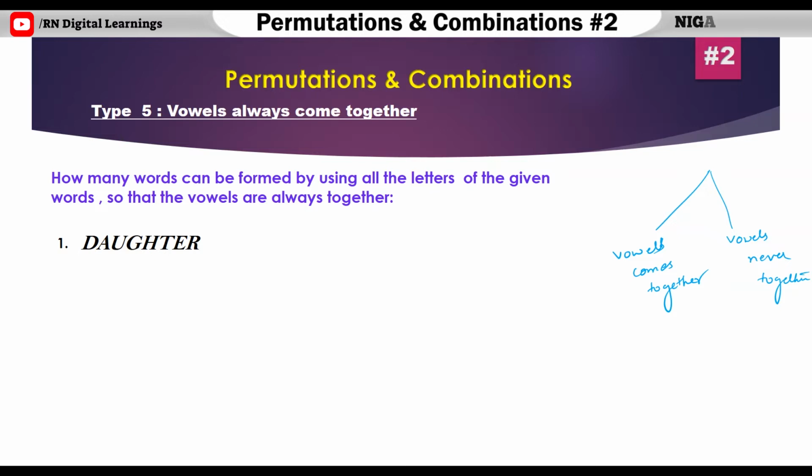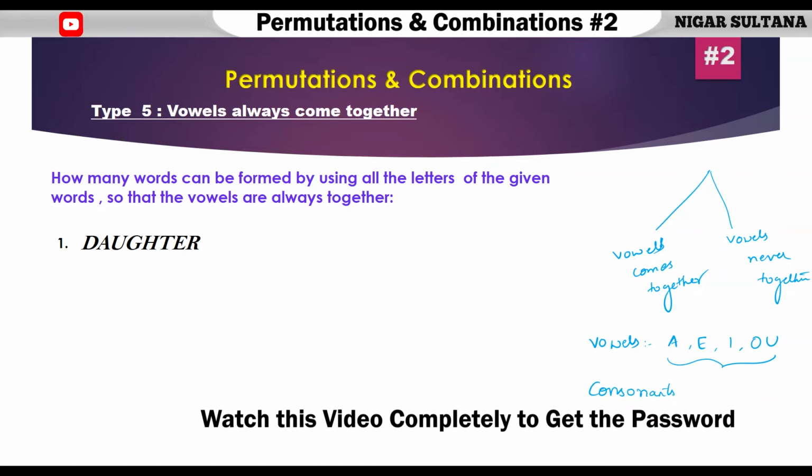So first let's understand what these vowels are. Vowels are nothing but some letters: A, E, I, O, U. So these are the 5 letters which are termed vowels. The rest of the characters except these are your consonants. So now what does it say? How many words can be formed by using all the letters of the given word so that the vowels are always together?